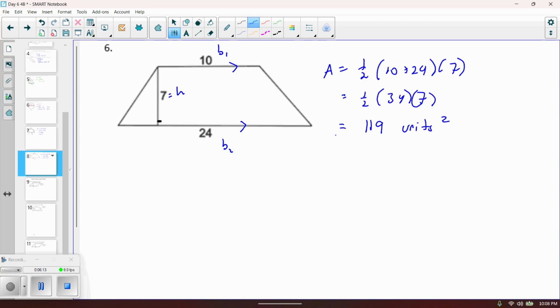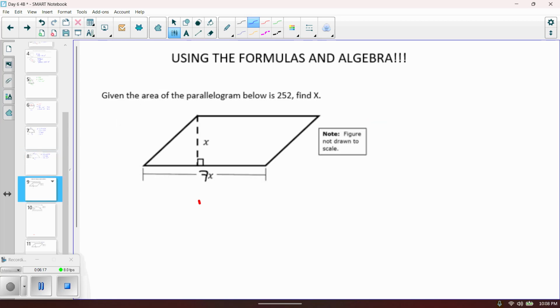All right, so that's the basics. Now we have something a little bit different. We still want to do the same thing, but now we've got algebra involved. We've got x's involved in this thing. So we have a parallelogram here. Again, parallelogram, opposite sides are going to be parallel. I'm not going to mark them in this case, but they are.